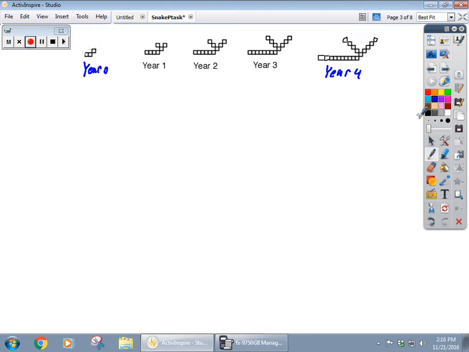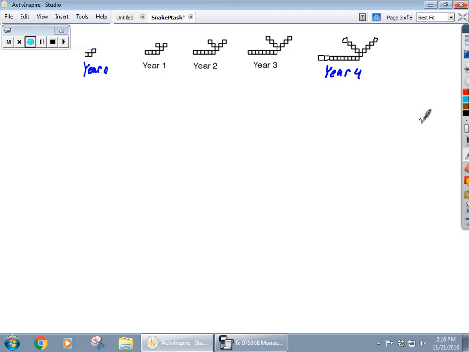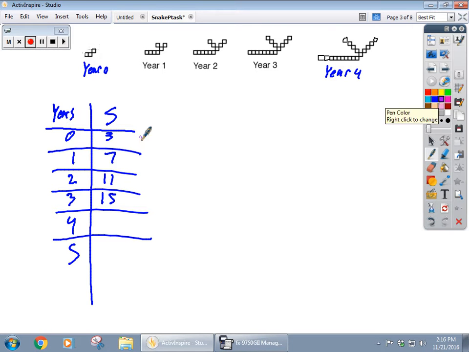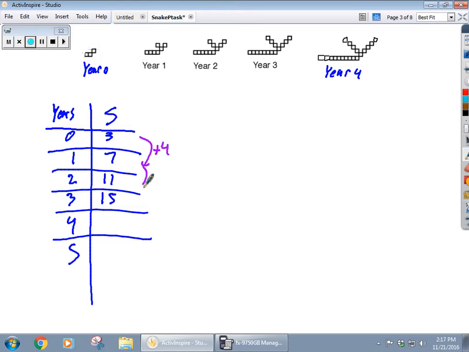Okay, so at this point, what I would probably do is jump to a table just to see exactly what's happening here. So here's a table. All right, and we'll have years. We'll have S for slithers. We have 0, 1, 2, 3, 4, 5, right? And I'd start filling in some of our information. So it looks like this thing is starting with 3 slithers, and then from before we know it's 7, 11, 15. Okay? So at this point, I think you should be able to realize that, hey, this thing is increasing by 4 each time.